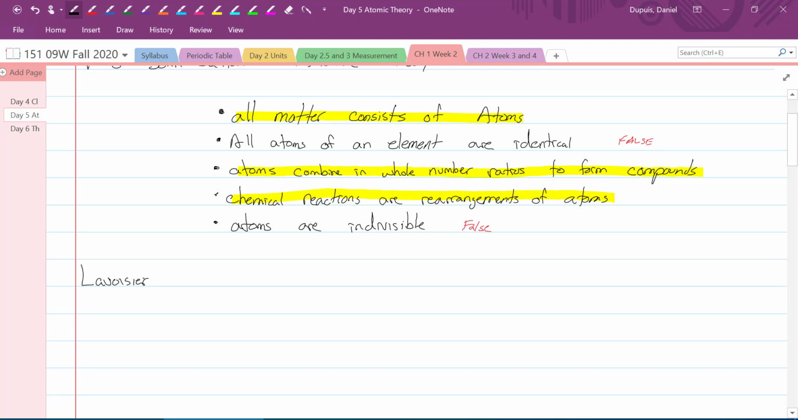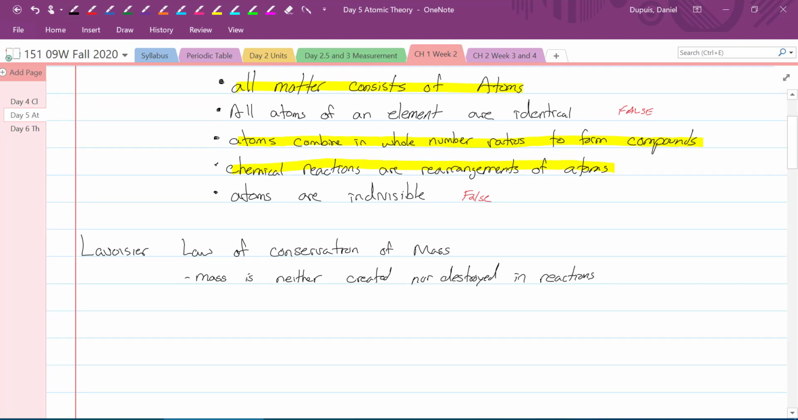All right. He came up with the law of conservation of mass. And this was that mass is neither created nor destroyed in reactions. All right, so we can't create nor destroy mass.